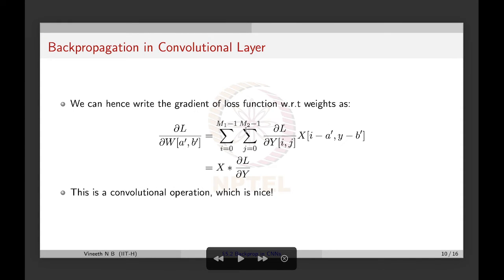So I can simply put all these things back in the previous equation. This is what I get: dou L by dou Y of ij, and dou Y by dou W gives me this. So how does this expression look? It turns out to be again a convolution operation between this gradient, if I treat this gradient dou L by dou Y as a filter and this as an input. So in my forward pass, to go from the input to output, I am doing convolutions, and in back propagation also, to pass my gradients coming from the backward direction and passing it back to the forward direction, what I need to do is still a convolution operation, which is a very nice thing, right?